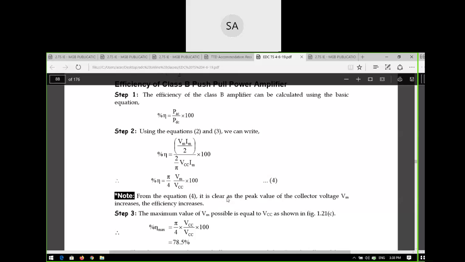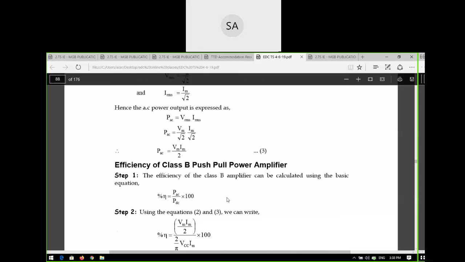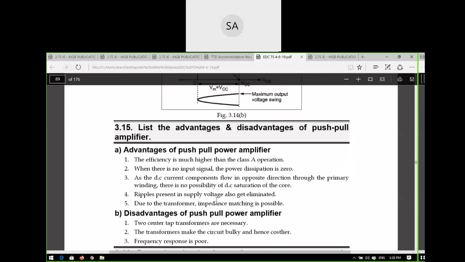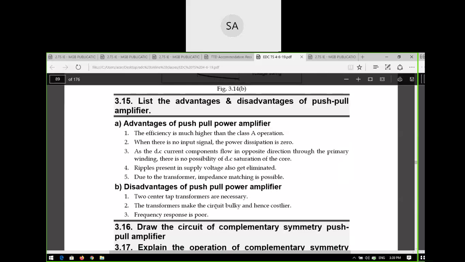So you get more efficiency compared to the class A power amplifier. For a class A power amplifier, it is a maximum of 50 percent, whereas for the class B push-pull amplifier you get 78.5 percent efficiency. So it is more improved compared to the class A power amplifier. You can see this in the derivation of efficiency. What are the advantages and disadvantages of the push-pull power amplifier? The main advantage is that the efficiency is much higher than the class A power amplifier. Correct or not?